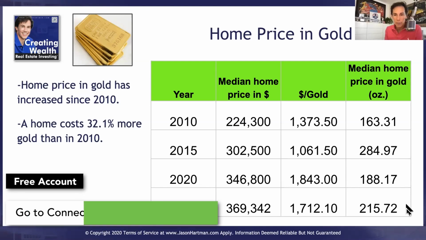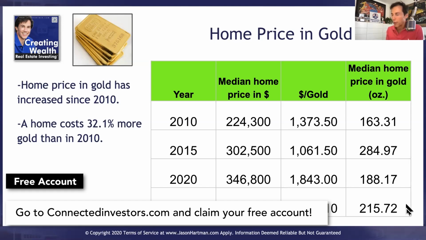Does someone have a question, or need to mute, one or the other? 215 ounces to buy a house. Okay, so you can see that when you price a house in gold, it looks very different than when you price it in dollars.